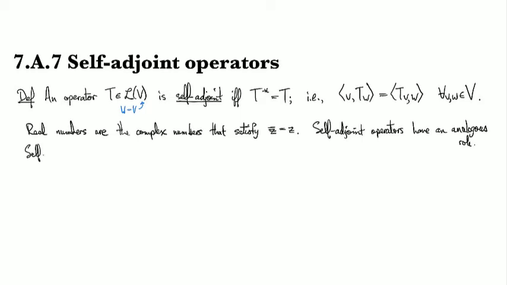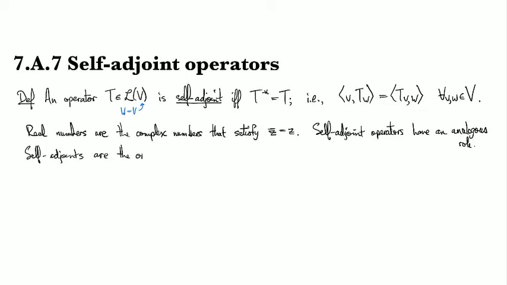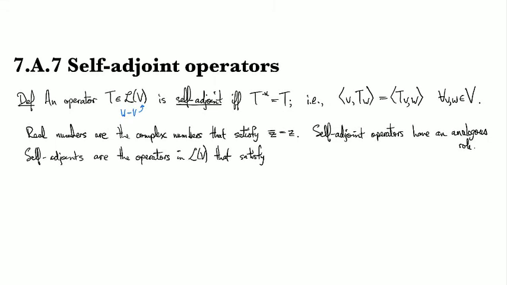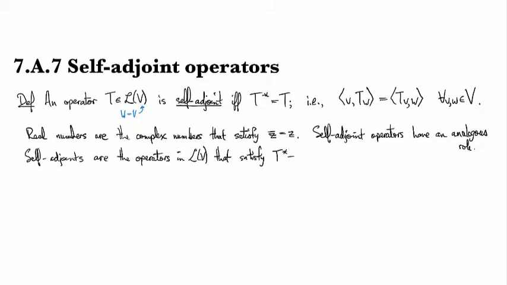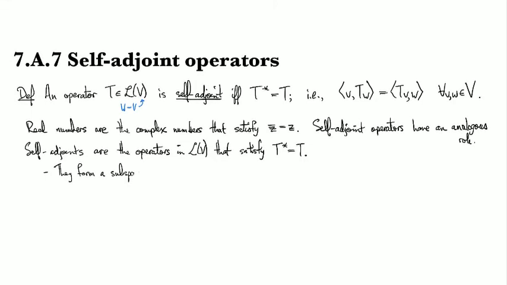So, self-adjoint operators, or maybe let's just say, to keep the grammar parallel, self-adjoints are the operators in LV that are fixed by the involution of adjoint, right? They form a subspace.